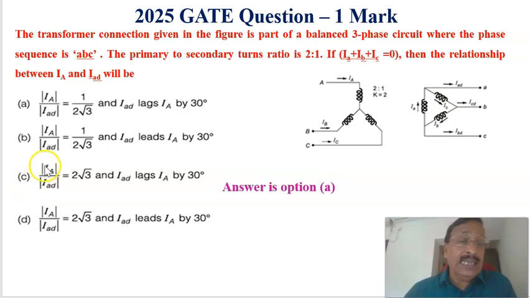Third option, magnitude of IA divided by magnitude of IAD equal to 2 root 3 and IAD lags IA by 30 degree. And option D, magnitude of IA divided by magnitude of IAD equal to 2 root 3 and IAD leads IA by 30 degree. Therefore, these are the four options and we have to analyze the circuit, and we'll see in the coming slides. The answer is option A, but we'll be analyzing that circuit in the coming slide.